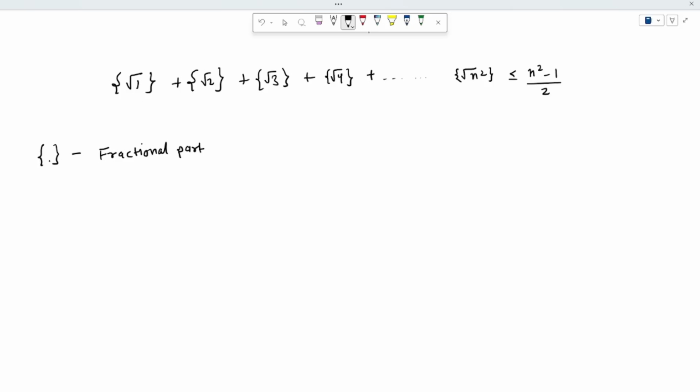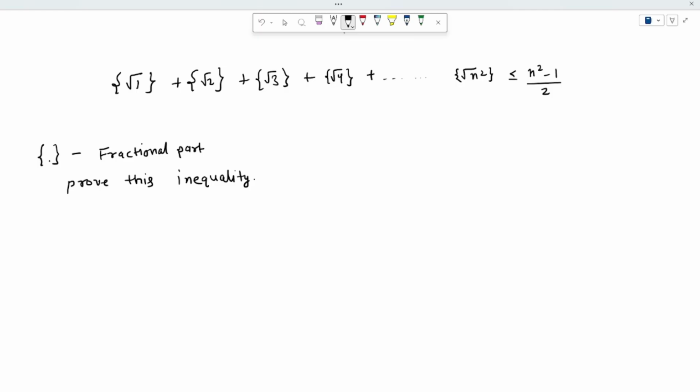As we all know that this sign is fractional part, and we have to prove that the fractional part of square root of 1, root 2, root 3, root 4 and so on till square root of n square, should be less than or equal to (n square minus 1) divided by 2. We have to prove this. So we'll start by analyzing the question, then we will proceed further.